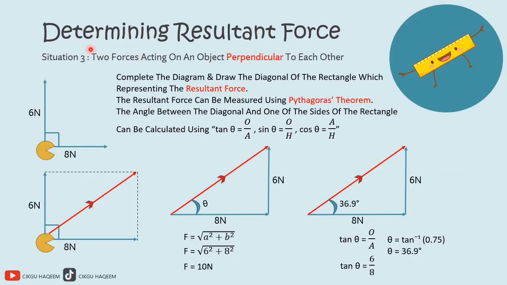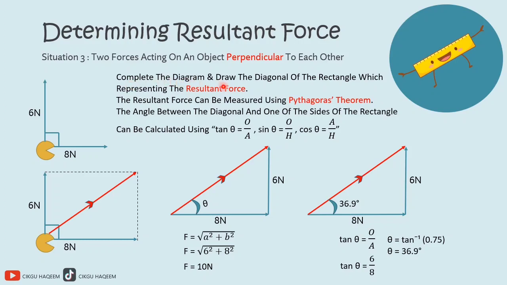Okay, for situation 3, there are two forces acting on an object perpendicular to each other. So for perpendicular direction, we know that they will give a 90 degree angle. So for this ball, there are two forces exerted on it, which are perpendicular to each other. This one is 6 Newton and this one is 8 Newton. So how are we going to find the resultant force? Okay.